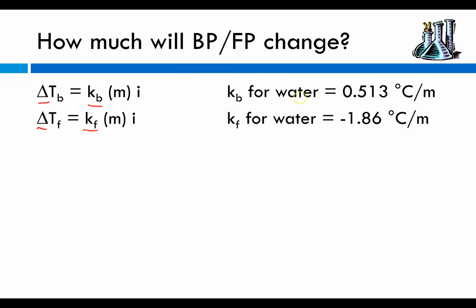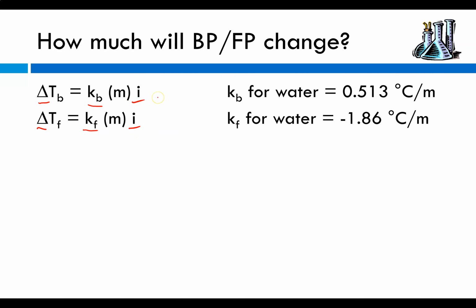The boiling point constant for water is 0.513 degrees Celsius per molal. So every time you have a solution with a molality of 1 molal, you're going to see about half a degree Celsius increase in the boiling point. Your freezing point constant for water is negative 1.86 degrees Celsius per molal. So a 1 molal solution would have a freezing point of negative 1.86 degrees Celsius.